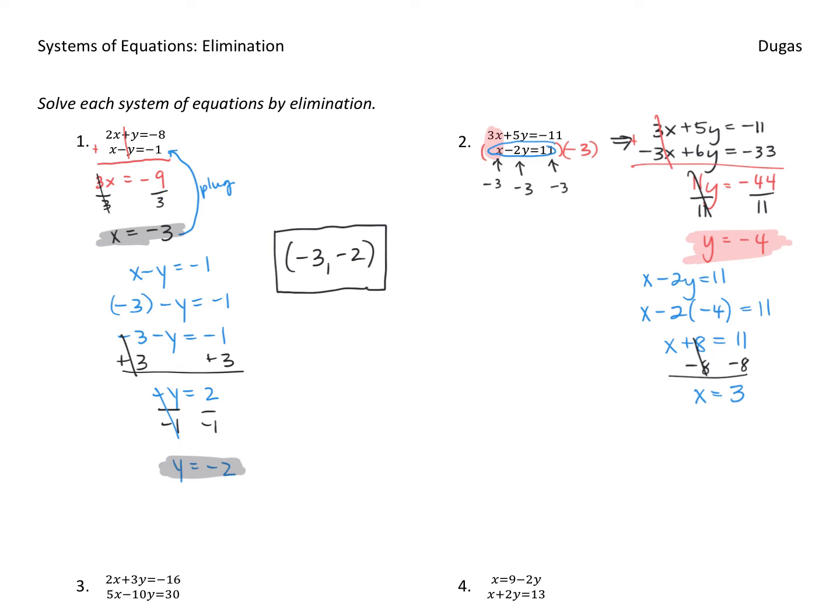Okay, so now I have an x value and a y value. So I put those together to make an ordered pair. Remember, the x has to go first. It doesn't matter which number you find first, right? The x goes first in the ordered pair. The y goes second. So my solution is 3, -4.